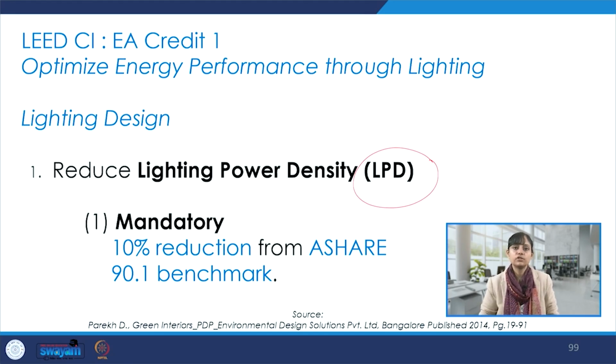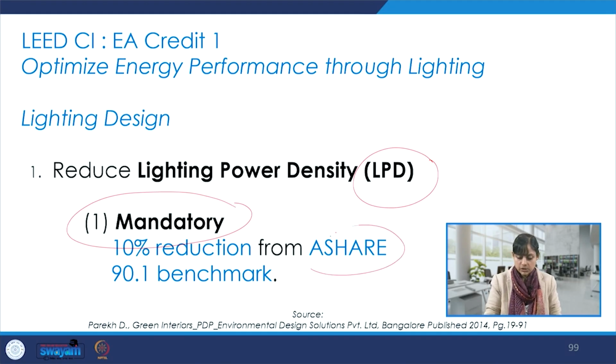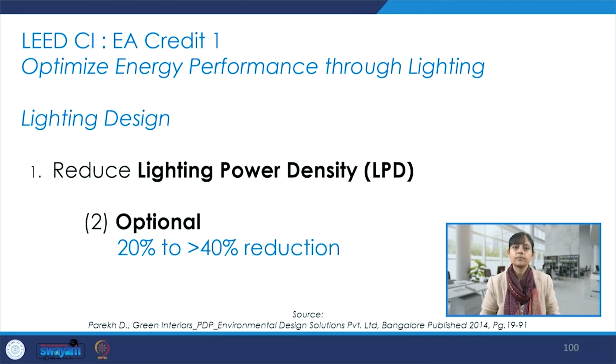Especially when we are talking about lighting design and artificial lighting. As per the LEED CI, the mandatory norm is a 10% reduction from the ASHRAE 90.1 benchmark. So there's a benchmark which is set up, and if we could have a 10% reduction from that base value, that would be mandatory in terms of reducing the LPD. And of course, if it is 20 to even greater than 40%, that is optional but highly commendable if we are able to do that.